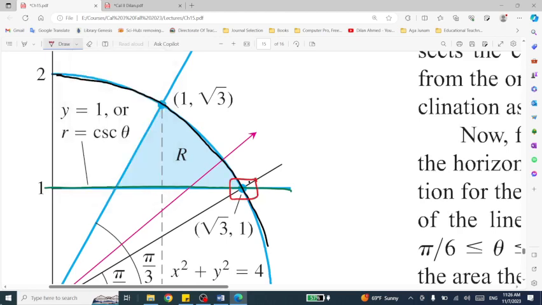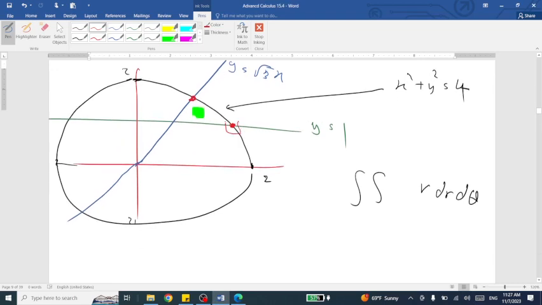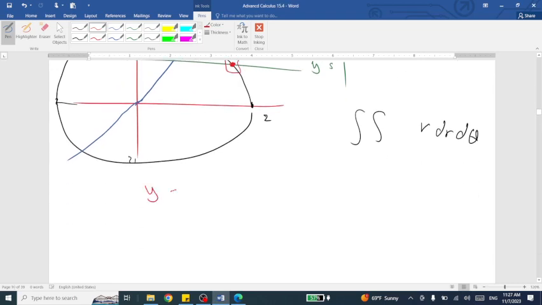Am I right? I need to say y equal to 1 and x square plus y square equal to 4.